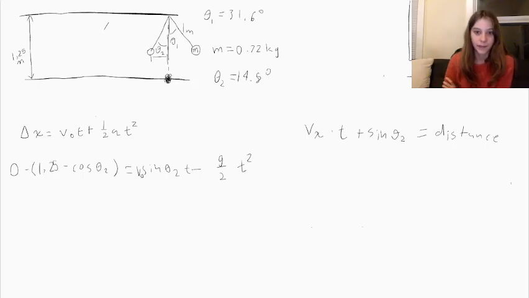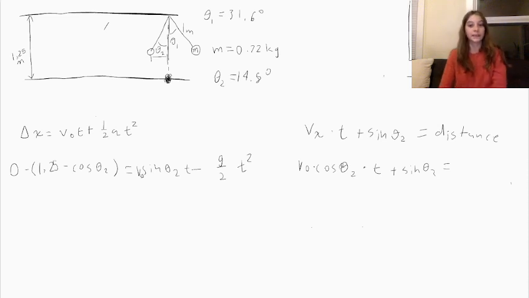So we have our Vx is our V naught times cosine theta 2, sorry, it's sloppy, times our time plus sine theta 2. And so that's going to give us our final answer in meters. And then, oh yeah, our time we got a little bit ago was in seconds.